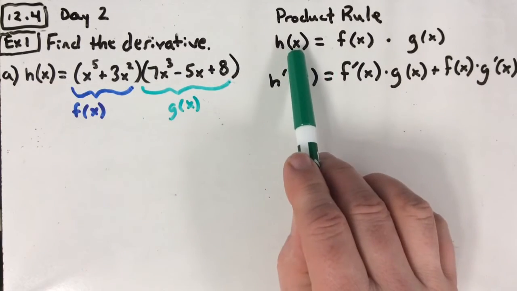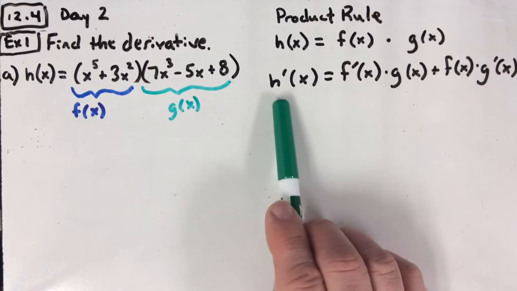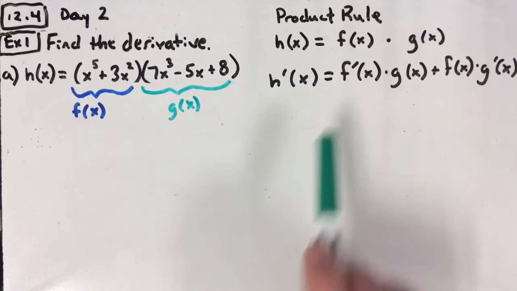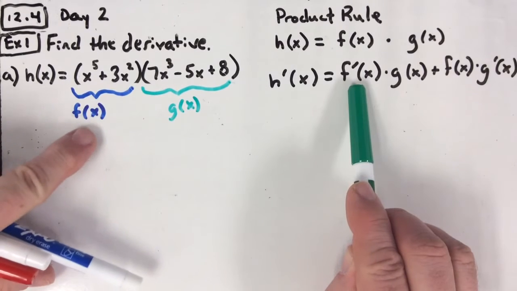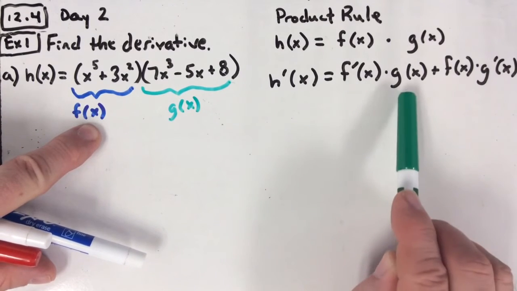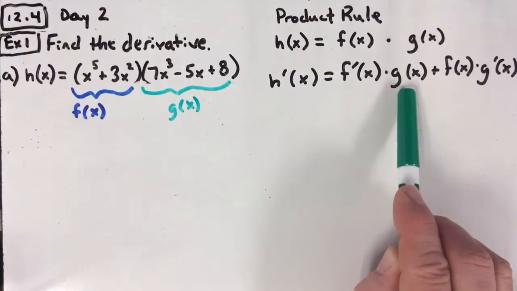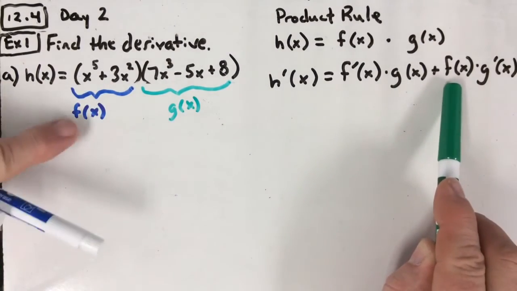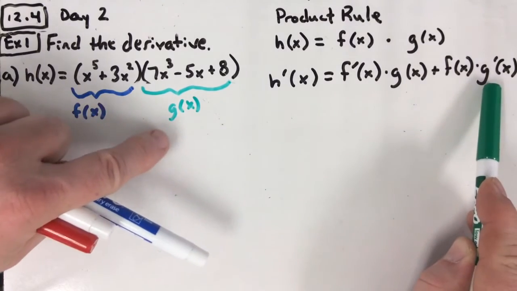So our original function is two things being multiplied together, and then the shortcut for the derivative, h prime of x, is the derivative of function f. So that'll be the derivative of what I have here in blue, times the original function g, so what we have here in green, plus the original first function, so what we have in blue, times the derivative of what we have in green.